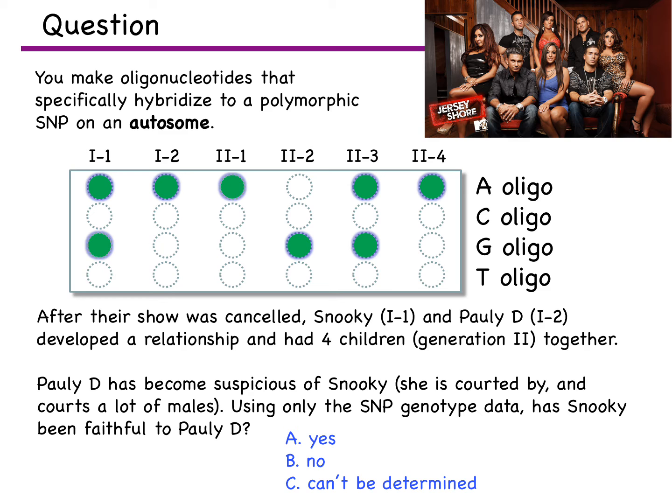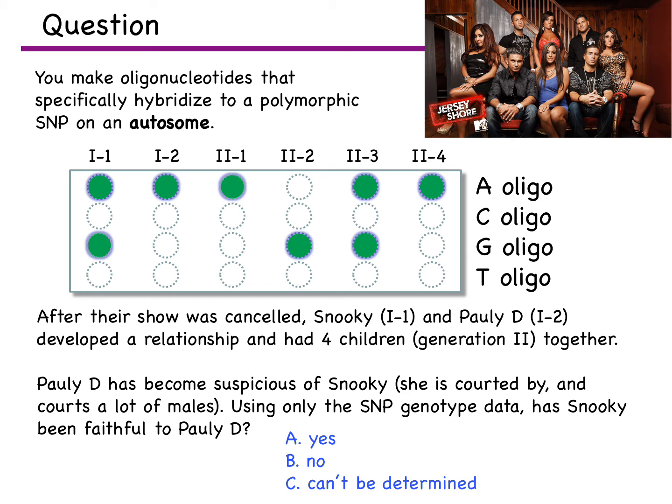So I'm going to let you look at this, and you can tell me whether the pattern of hybridization that you see amongst the 4 children is consistent with the genotypes of individual 1-1 and 1-2. And when you're ready to answer your question, you can restart the video again.